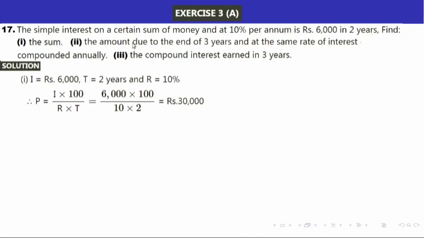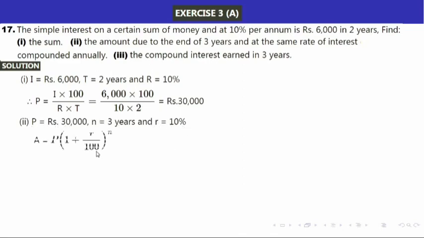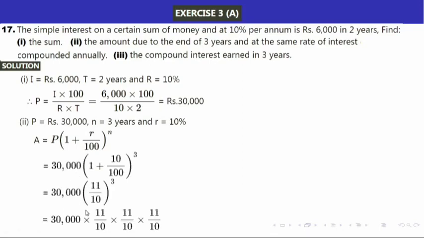Now, the amount due at the end of 3 years at the same rate of interest compounded annually. In the second part, you are asked to find the amount using the compound interest formula at the end of 3 years. For this case, the principal is this much, n is 3, rate is 10. Use this formula, I'm not going to explain it. When you simplify this, it turns out to be rupees 39,930. This is the amount after 3 years.